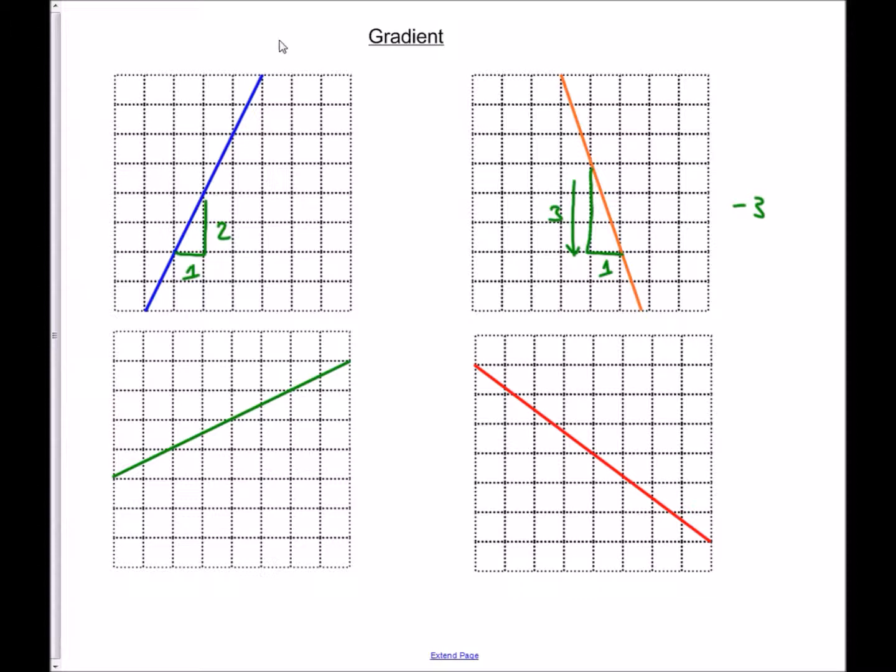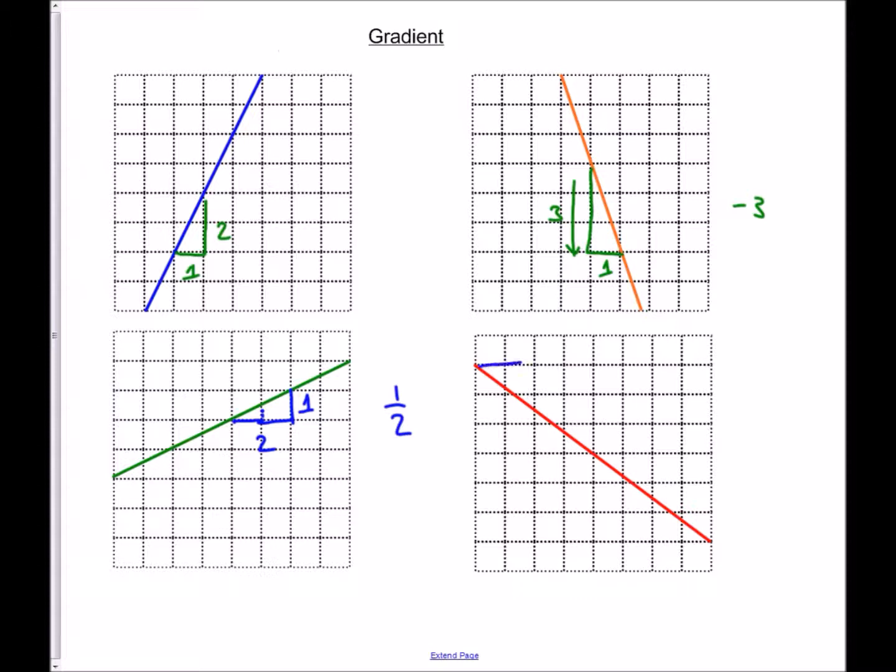But it becomes a little bit harder if you're not going across 1. So looking at the green line, if I go across 1, I don't really know how far up I've gone. But if I go across 2, I've gone up 1. So for every 2 across, I go up 1, or if I go across 1, I'll have gone up a half. So this has gradient a half.